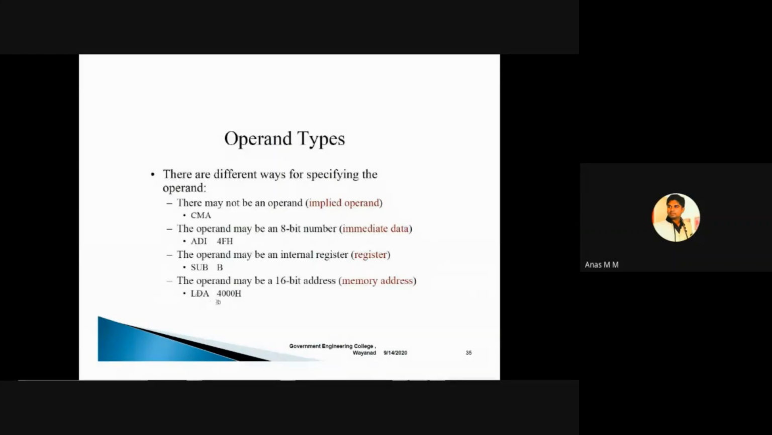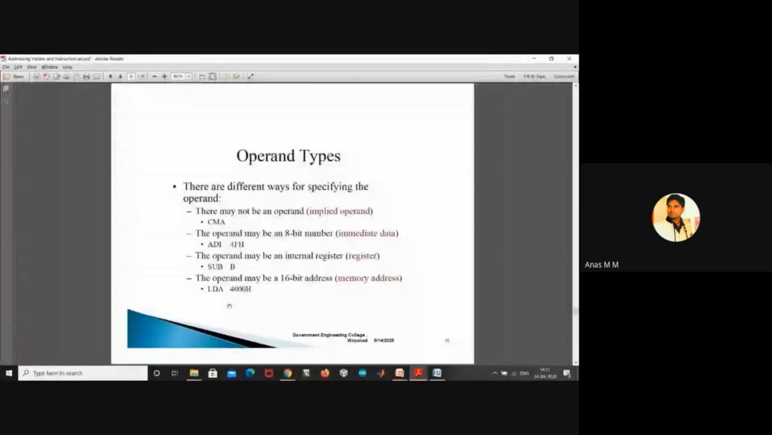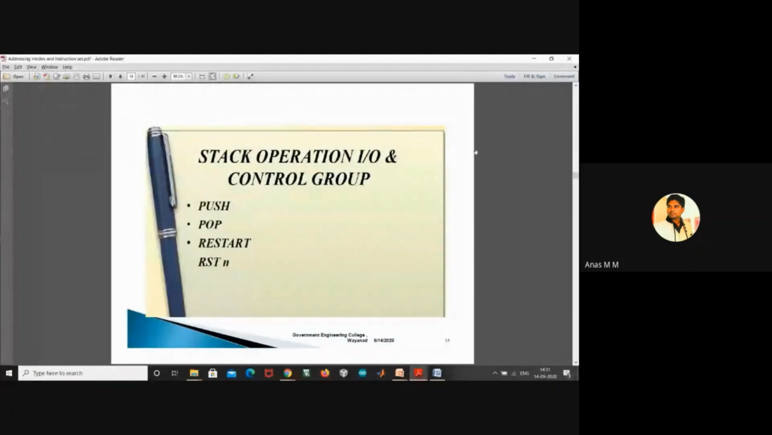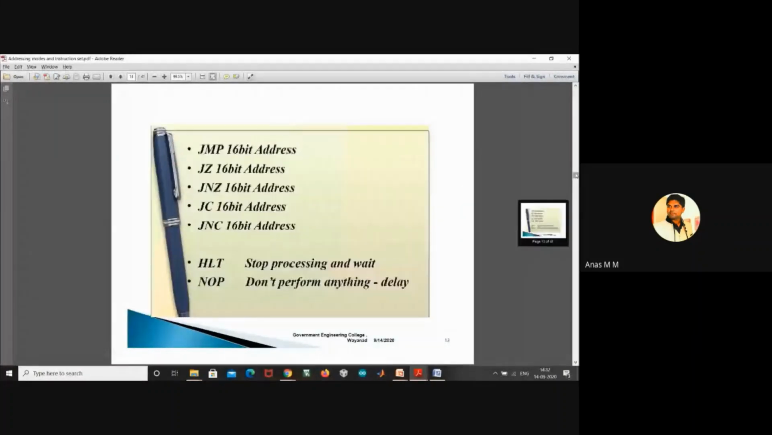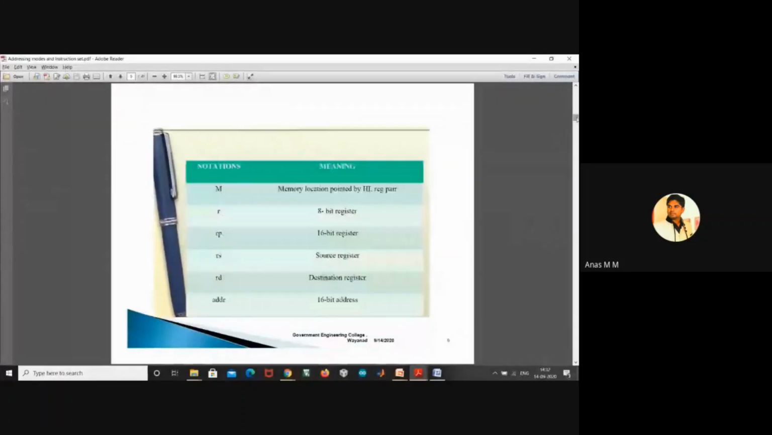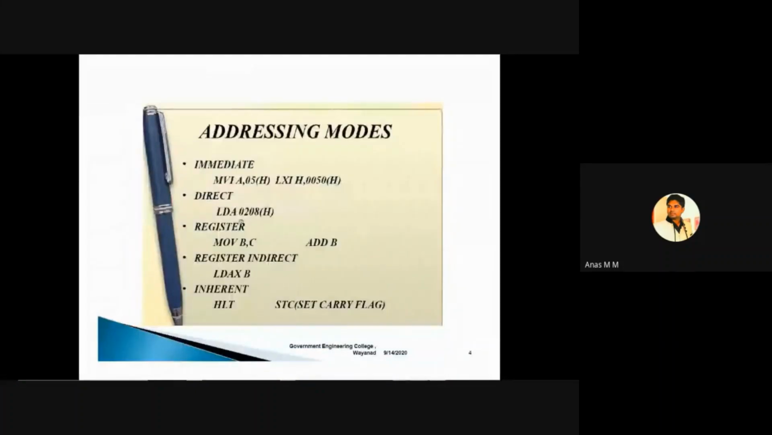LDA 400H. Here the value inside 400H is what comes as the operand. This one was indirect. What was the addressing mode for LDA 400H? Can anyone tell? What was the addressing mode for LDA? LDA is a direct addressing mode.